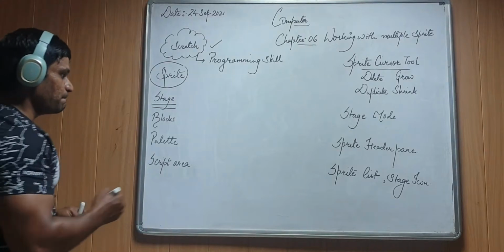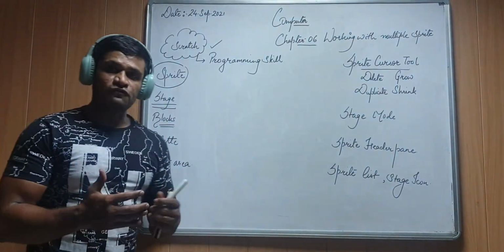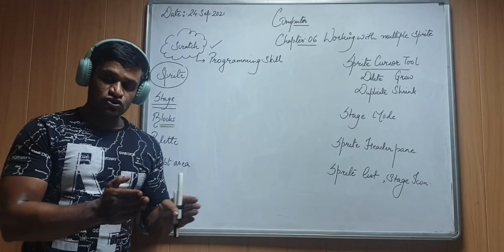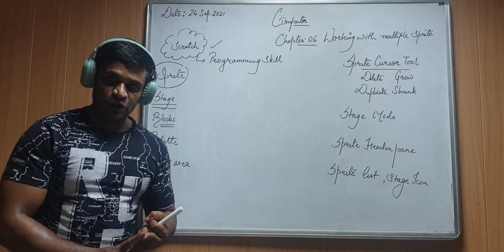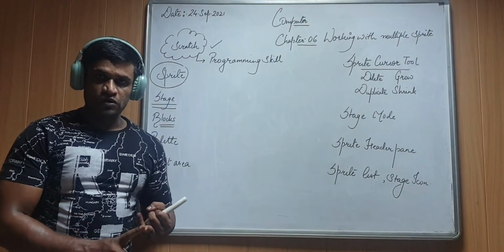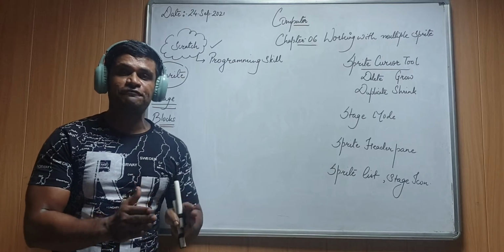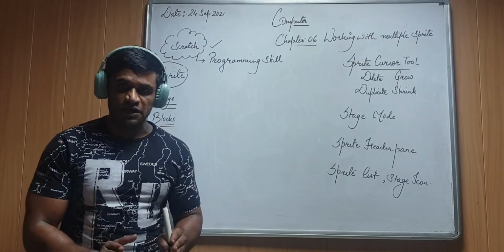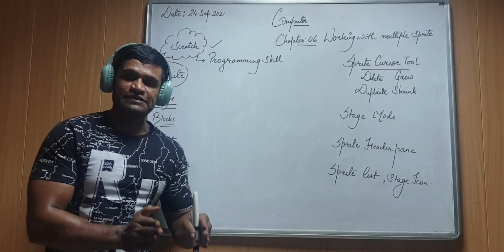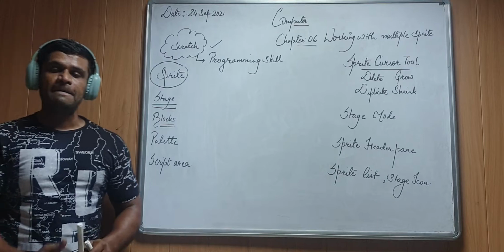Blocks. The types of commands are divided into certain categories: motion block, control block, sense block, pen block. All these blocks consist of different scripts, different commands. So your commands are divided into different categories, and those categories we call blocks.